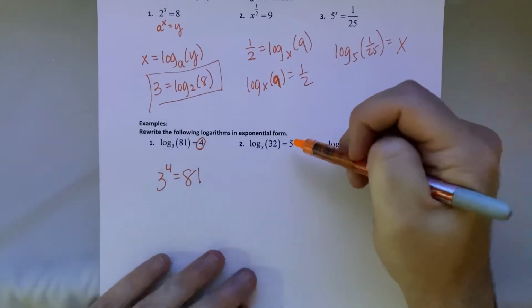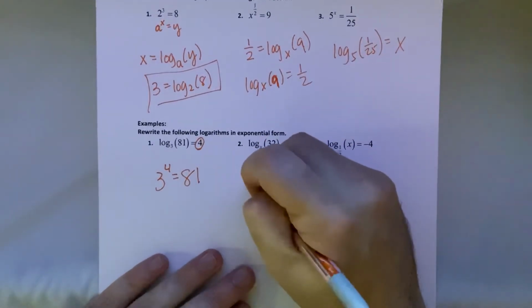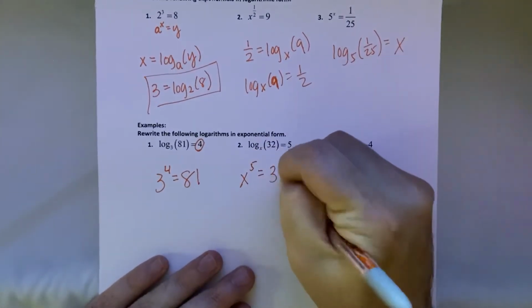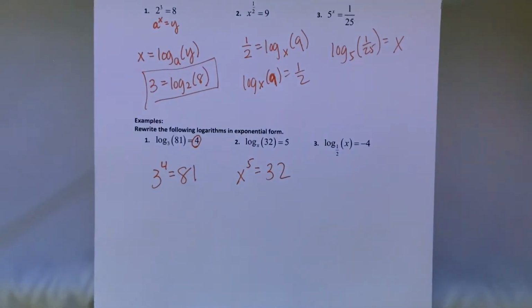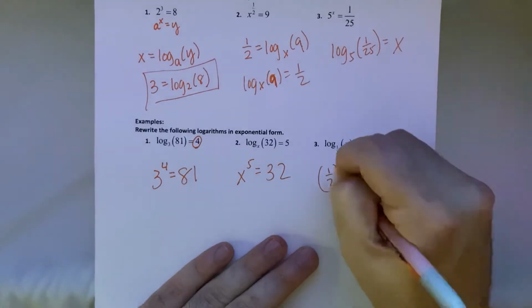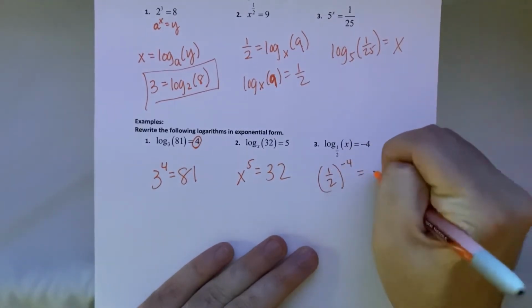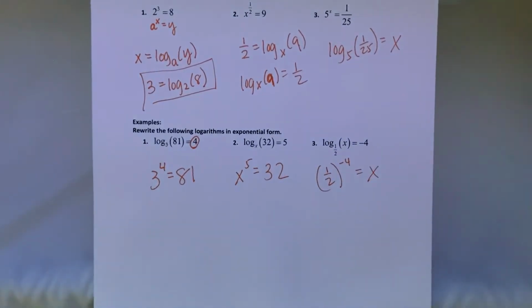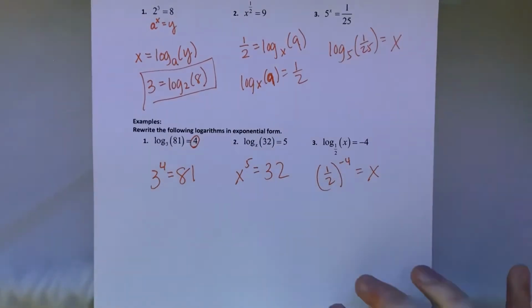Log base x of 32 equals 5. x to the 5th equals 32. Log base 1/2 of x equals -4. 1/2 to the -4th equals x. So whatever's inside the logarithm ends up by itself in this way.